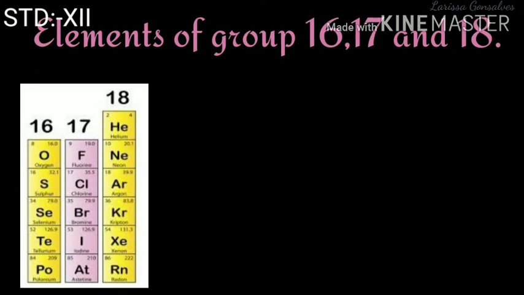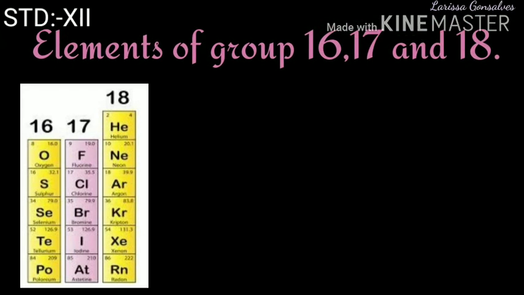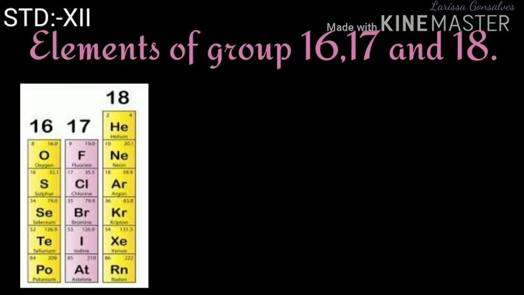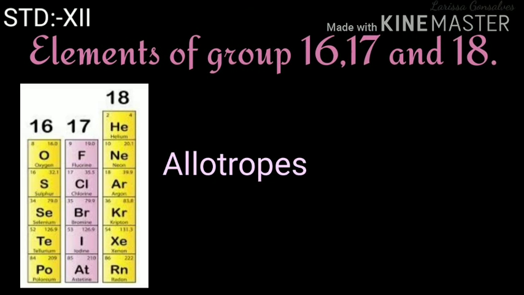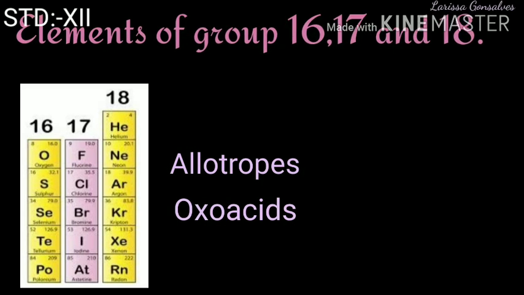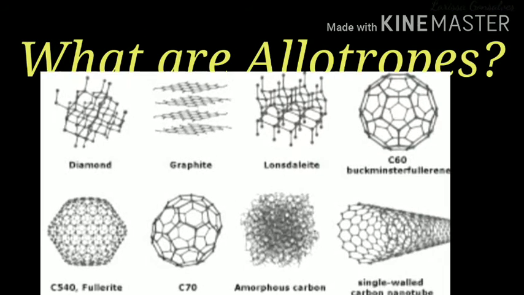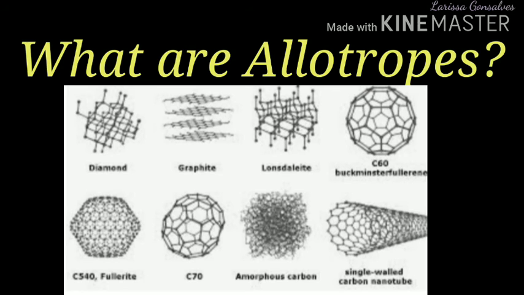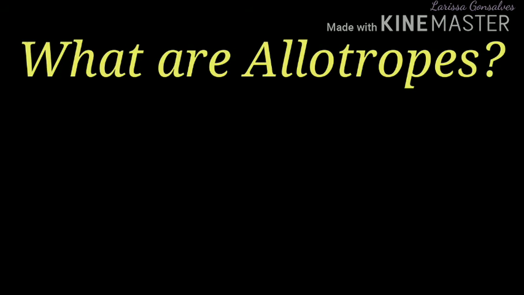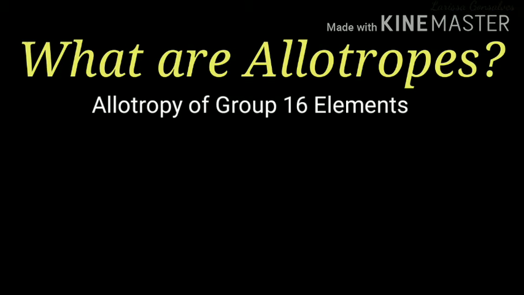In this video of elements of group 16, 17 and 18, we will be studying about allotropes, oxoacids and compounds of sulfur. What are allotropes? Allotropy is the property of some elements to exist in two or more different forms in the same physical state. Elements of group 16 exhibit allotropy.